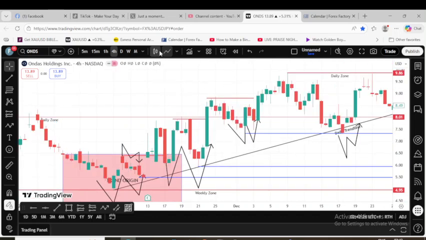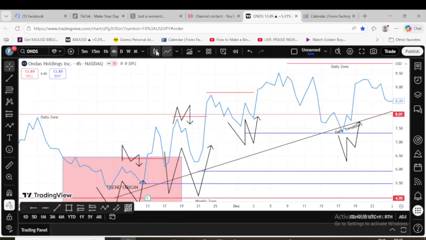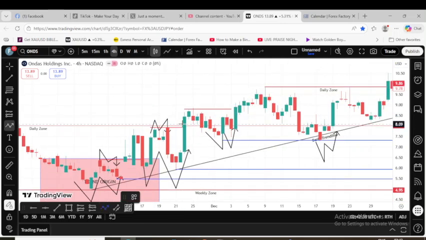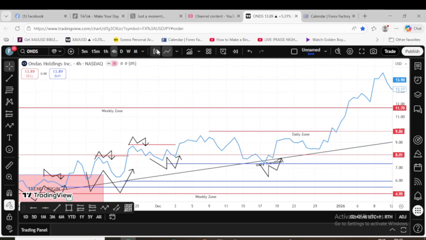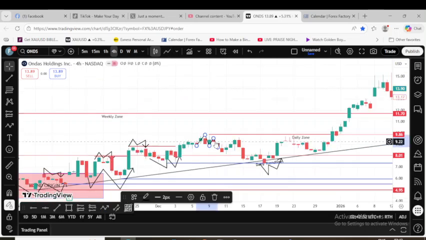We have another M pattern here. We have another one here, and one here. But then if you look at it from a larger time frame, we actually have one here like this.